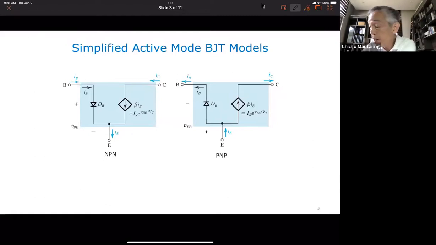Okay, so for the PNP, as I already explained, all the directions of currents are opposite. So IE will be inward, and IB and IC will be outward. And then our polarities are reversed. Instead of VBE, you have VEB. So this is now I sub S e to the VEB over V sub T. And notice that the controlled current source will now be pointing in the opposite direction.